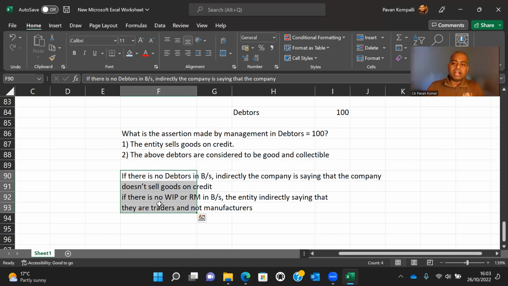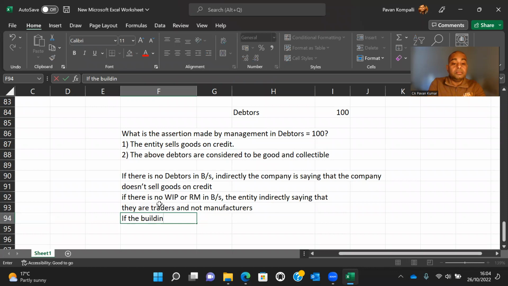In reality, when you go to conduct audit, if debtors is zero, call them and ask why debtors is zero. They'll tell you, sir, we don't sell goods on credit. That's all. No one will tell you we sell goods on credit, but all the customers paid money. That is the reason debtor is zero. No one will tell you. So these are negative assertions.